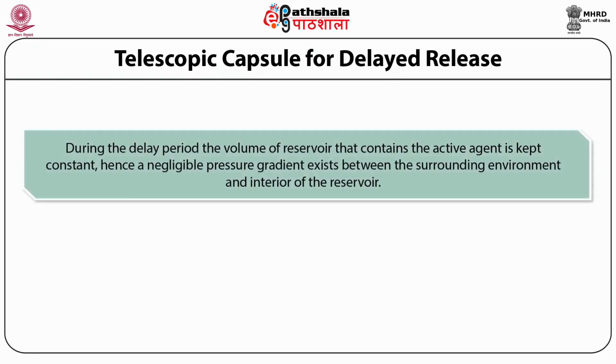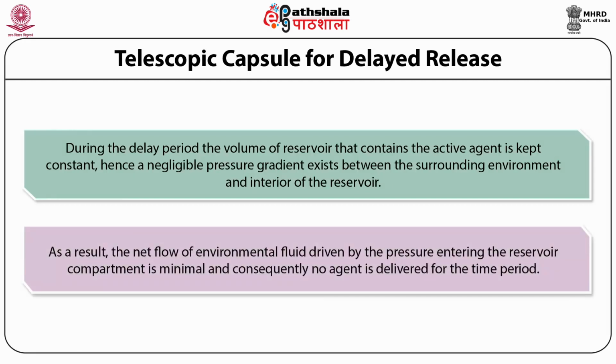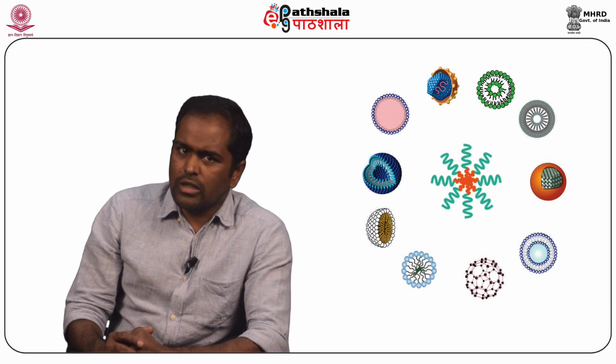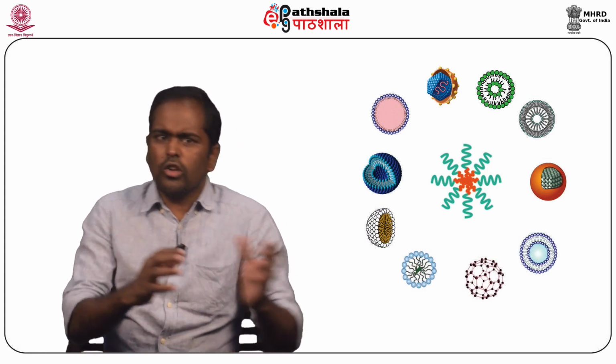During the delay period, the volume of the reservoir that contains the active agent always remains constant. Hence, a negligible pressure gradient exists between the surrounding environment and the interior of the reservoir. As a result, the net flow of environmental fluid driven by pressure entering the reservoir component is minimal, and consequently no agent is delivered for a certain period, and that is how they achieve the lag time.